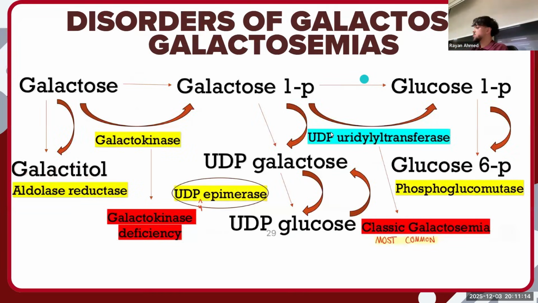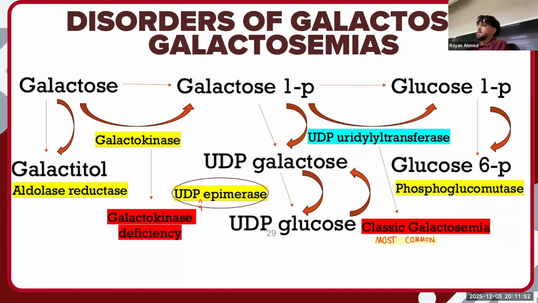Again, we're going to be speaking about disorders of galactose metabolism, which are called galactosemias. Whenever you see galactosemias, just remember they're disorders of galactose metabolism. So either galactokinase has gone wrong, galactokinase deficiency, so no galactose 1 phosphate is being produced, and then no glucose 1 phosphate. This whole thing is not being produced just because of one enzyme, galactokinase. Or we have classic galactosemia, which is the most common deficient enzyme, UDP uridyltransferase. Remember, the most common deficiency we need to know is UDP uridyltransferase, okay?